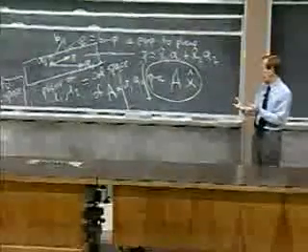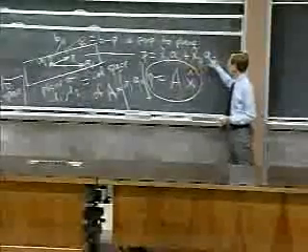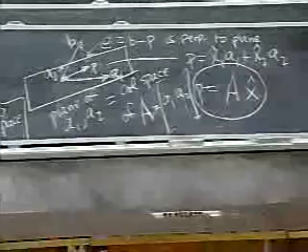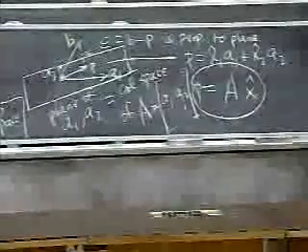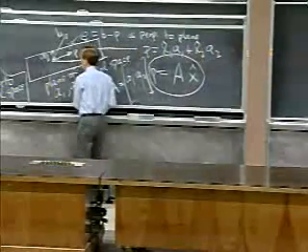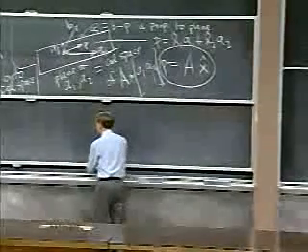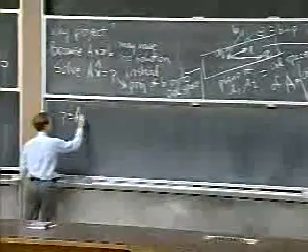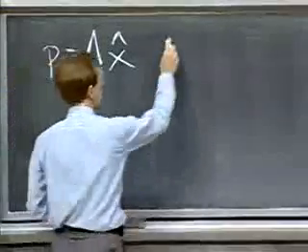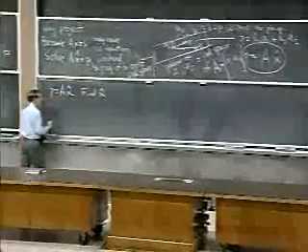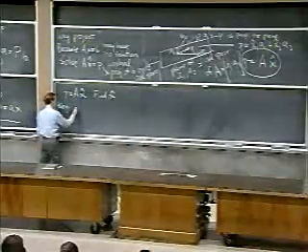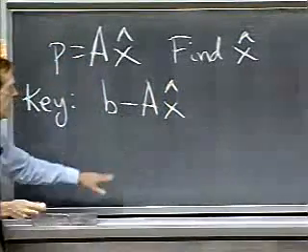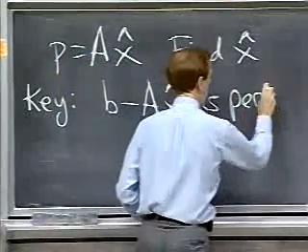So now I've got hold of the problem. The problem is find the right combination of the columns so that the error vector is perpendicular to the plane. Now, let me turn that into an equation. So I'll raise the board and just turn what we've just done into an equation. So I'll write again the main point. The projection is A X bar, X hat. And our problem is find X hat. And the key is that B minus A X hat, that's the error, this is the E, is perpendicular to the plane.